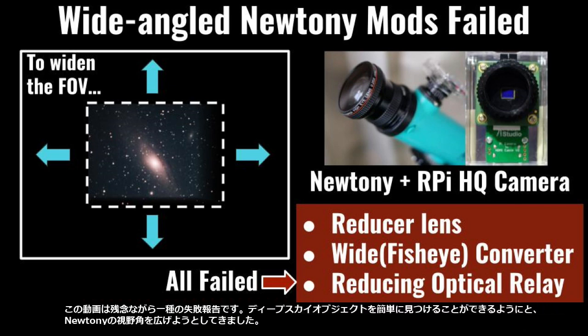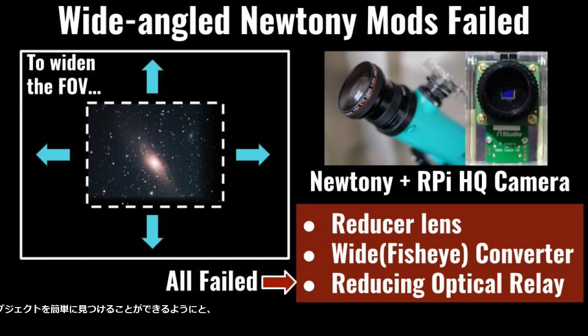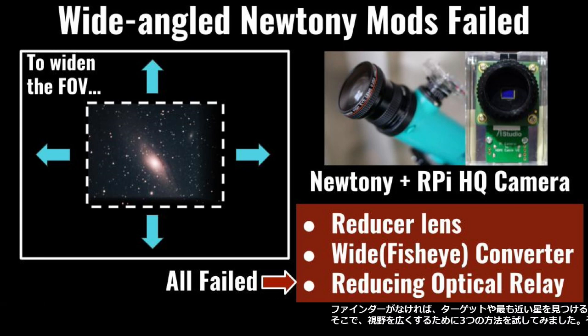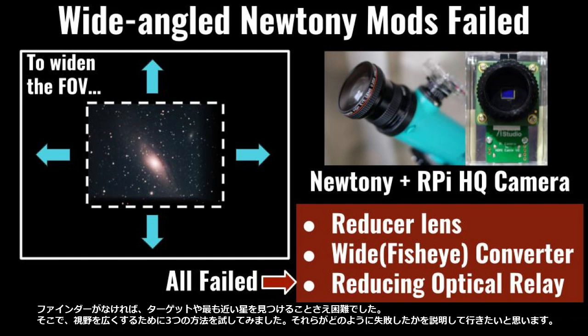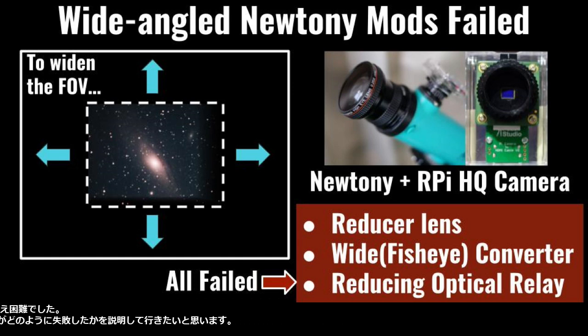I have been trying to make my Newtony capable of a wider view angle, so that I can easily find the deep sky object. Without a viewfinder, it has been difficult to find the target or even the nearest star. So I have tried 3 ways to make the field of view wider. I will explain how they failed.